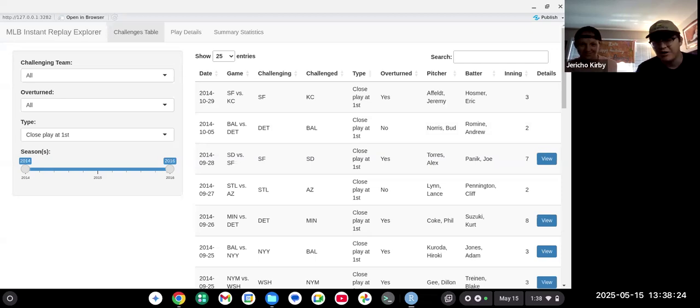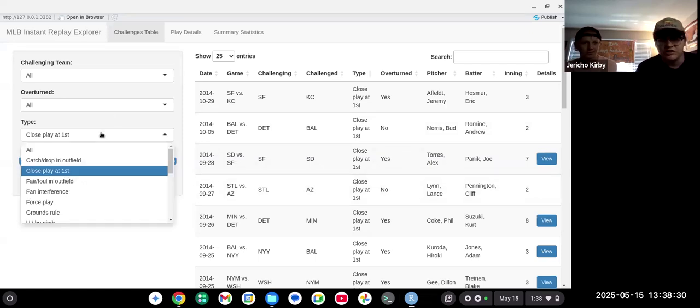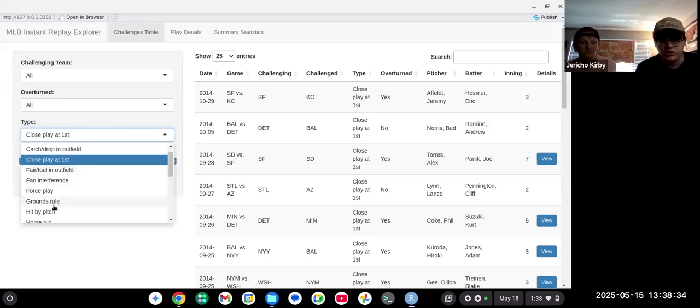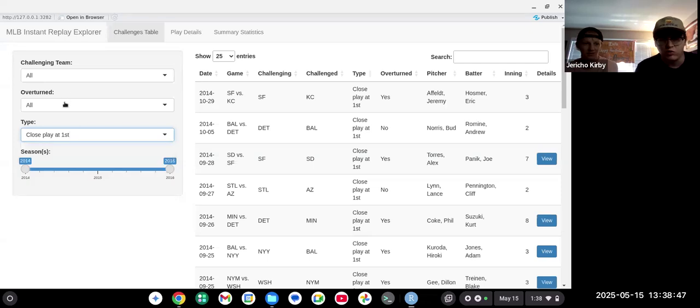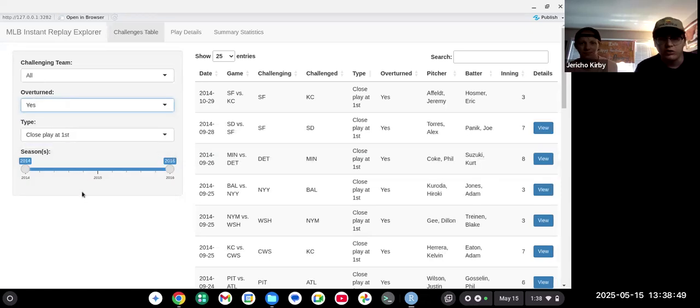Thanks, Isaiah. So yeah, the biggest insights, unfortunately, with this data set, with a lot of these different types of challenges, it was difficult to determine a catch-all way to determine run expectancy and the base-out states. But fortunately, for specifically close plays at first that were overturned, we were able to get some really good insights on these and actually be able to visualize them.